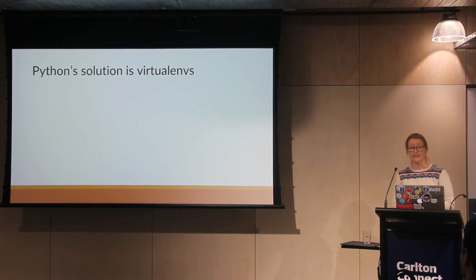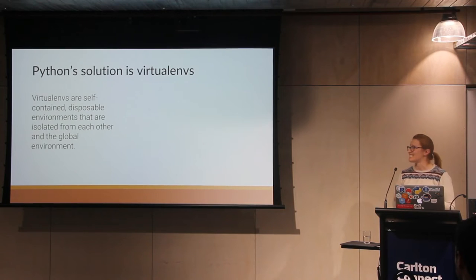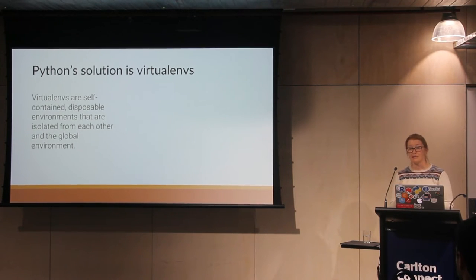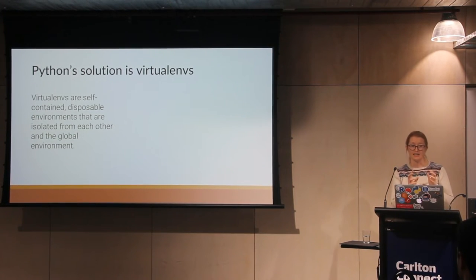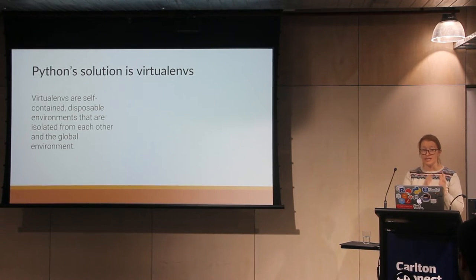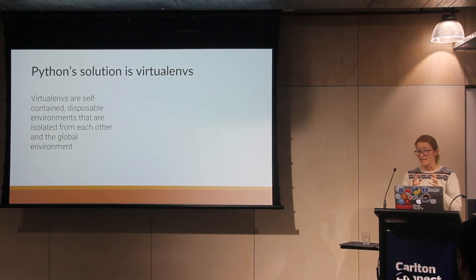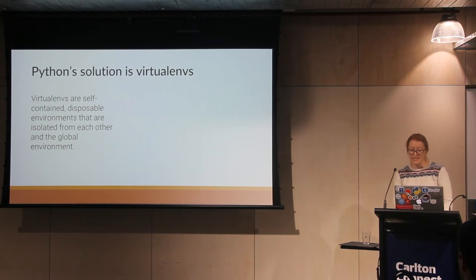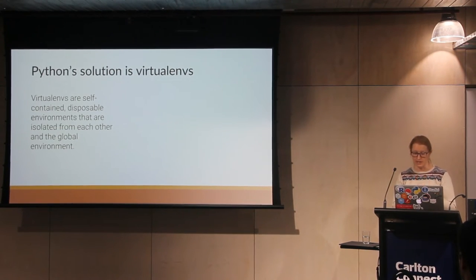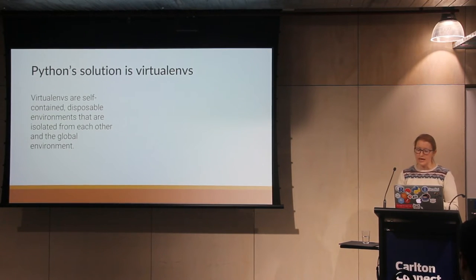So Python luckily has an easy and elegant solution, which are called virtualenvs. The way to think of virtualenvs is they're essentially like your global environment, but instead of there only being one that affects all Python code run on your machine, you have many different, self-contained and disposable environments that are isolated from both each other and the global environment. So that means they can't see the packages that each of them have installed, and they can't see the packages that are installed globally. So you can see how useful these are when you have multiple projects that need different versions of the same packages, or you have packages that may not play nicely together and you don't want installed at the same time.